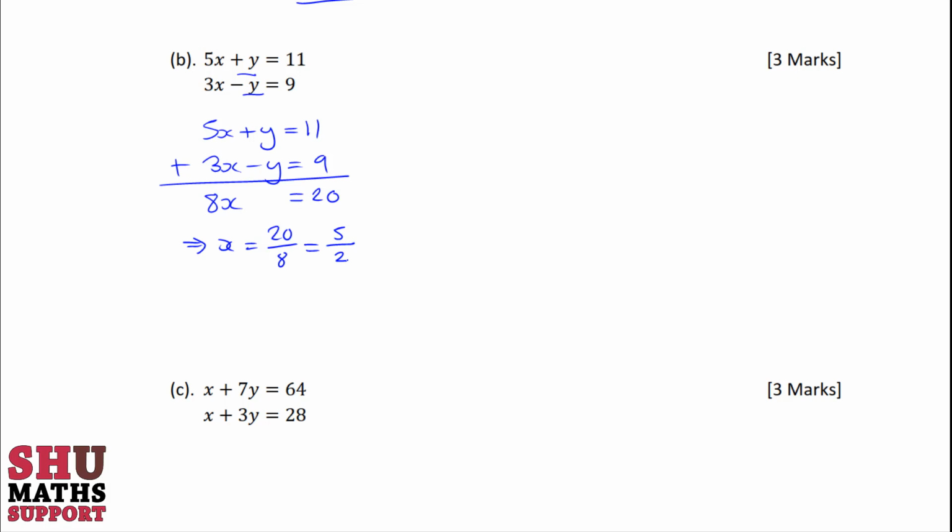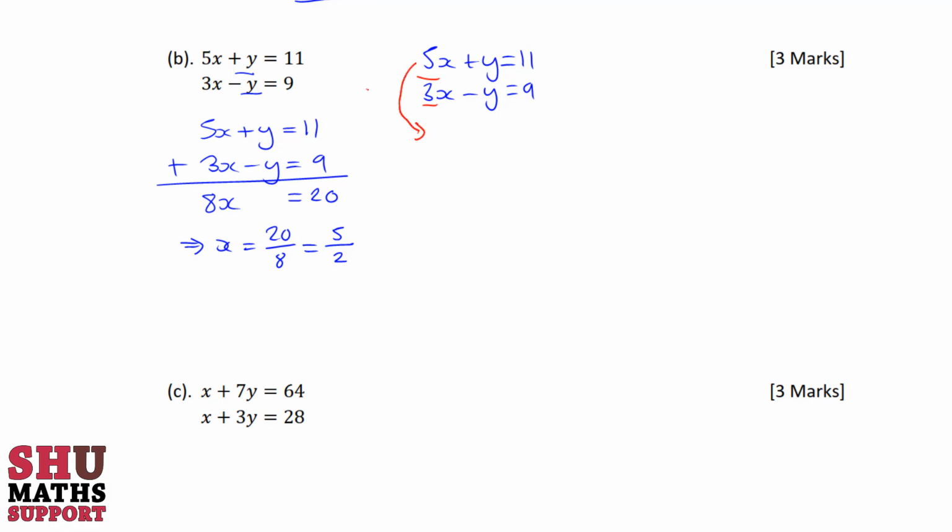And then we'll do the same to find y. So if we have 5x plus y is equal to 11, and 3x minus y is equal to 9, then we want the coefficients of x to be the same. So the lowest common multiple of 5 and 3 is 15. So we'll times the first equation by 3 in order to get 15x plus 3y is equal to 33. And then we'll multiply the second equation by 5, so that we get 15x minus 5y is equal to 45.